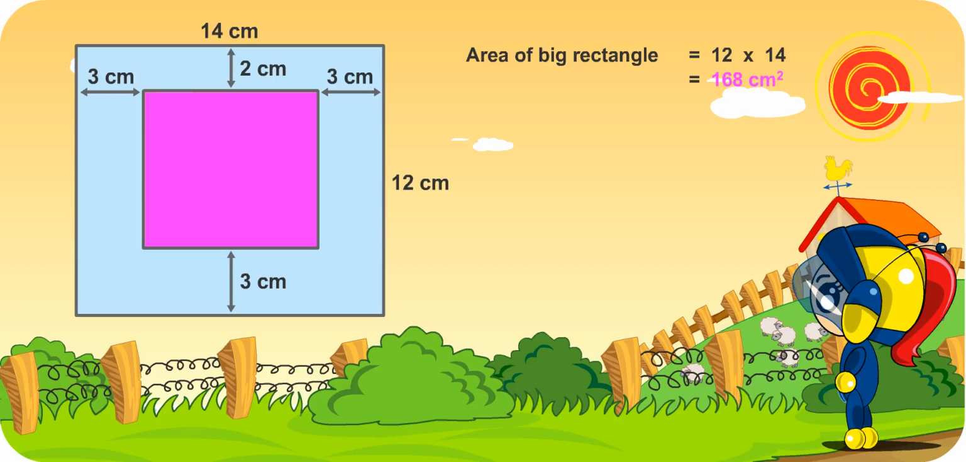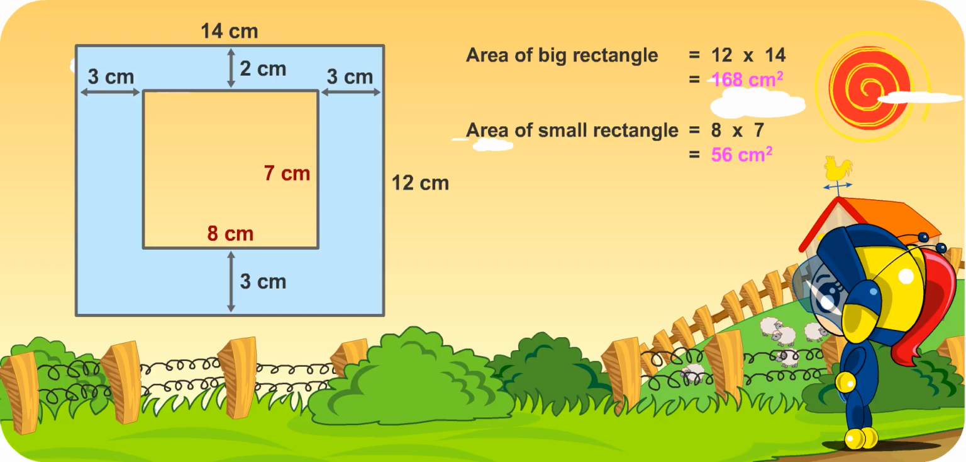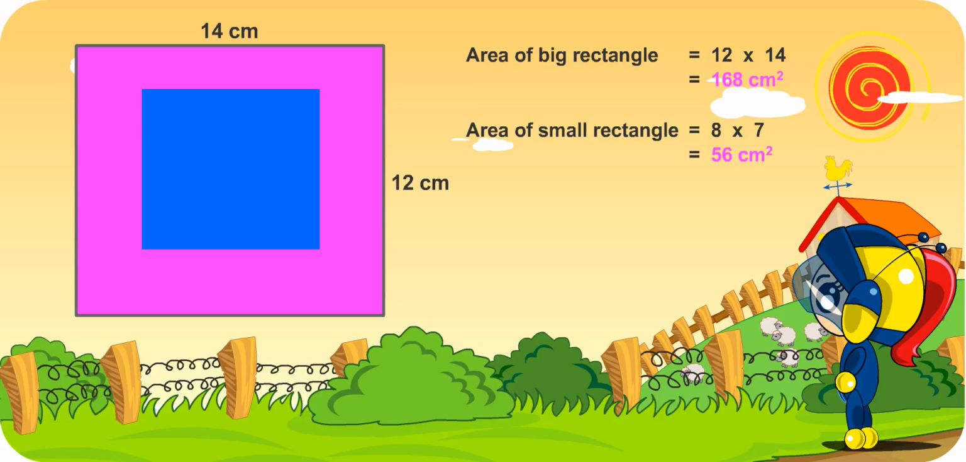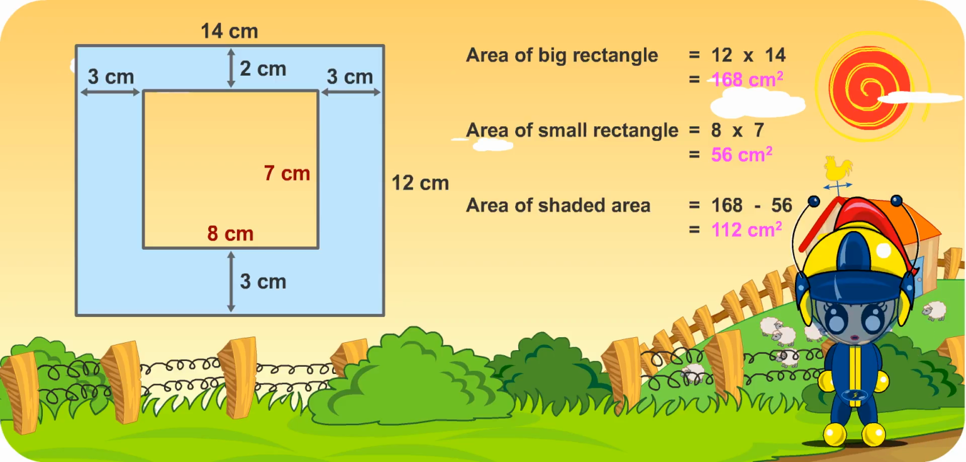The length of the small rectangle is 14 minus 3 minus 3, which is equal to 8 centimeters. Its breadth is 12 minus 2 minus 3, which is equal to 7 centimeters. Okay, the area of the small rectangle is 8 times 7, which is equal to 56 square centimeters. Shaded area equals area of the big rectangle minus area of the small rectangle, which is equal to 168 minus 56, which is equal to 112 square centimeters. Good work, Turbo Girl.